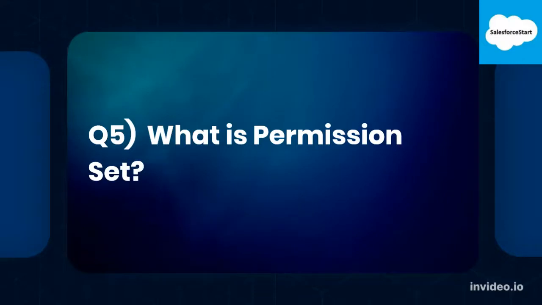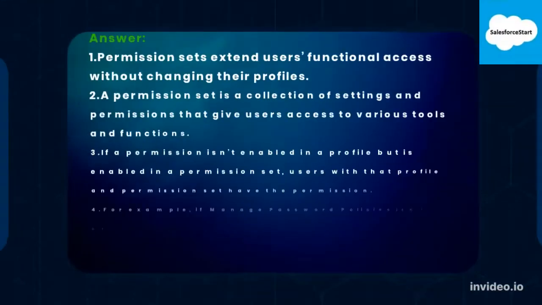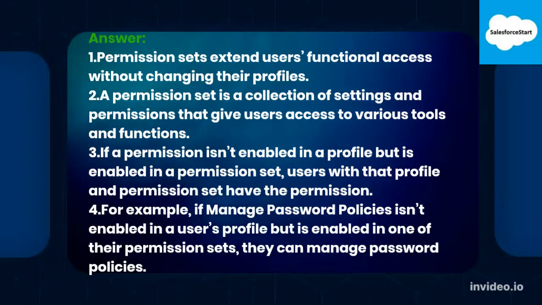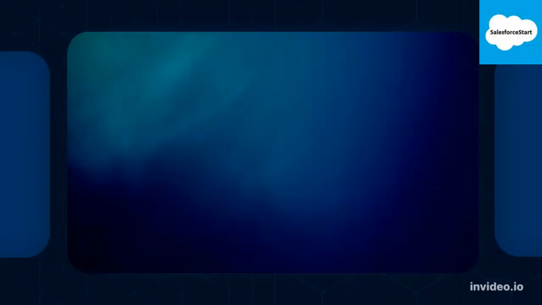Q5. What is a permission set? Answer. 1. Permission sets extend users' functional access without changing their profiles. 2. A permission set is a collection of settings and permissions that give users access to various tools and functions. 3. If a permission isn't enabled in a profile but is enabled in a permission set, users with that profile and permission set have the permission. 4. For example, if manage password policies isn't enabled in a user's profile but is enabled in one of their permission sets, they can manage password policies.